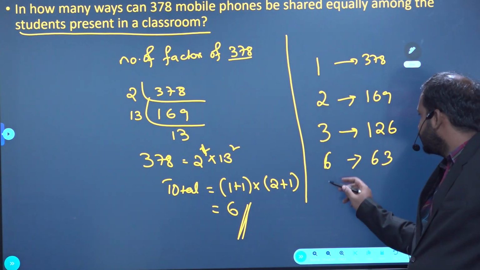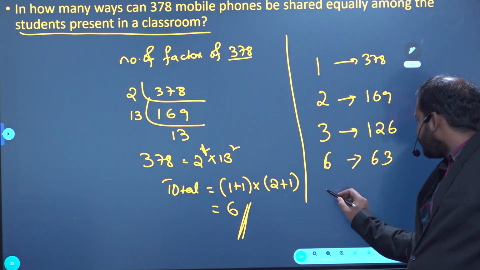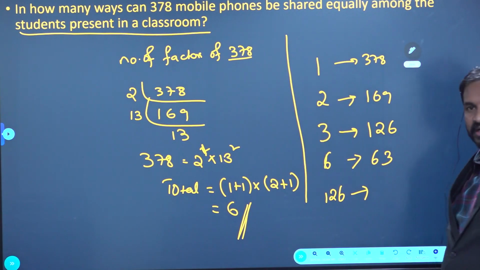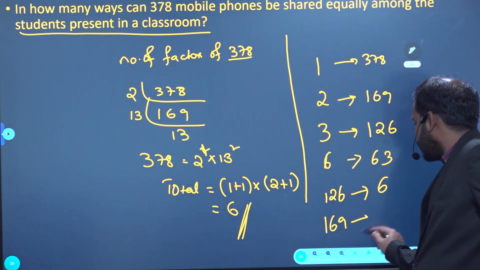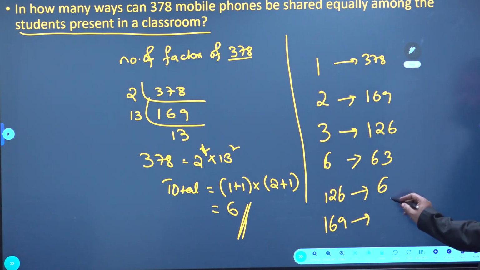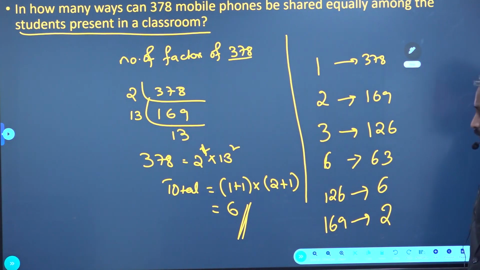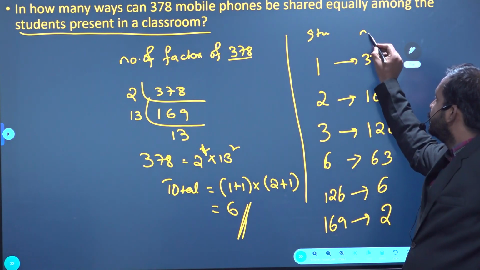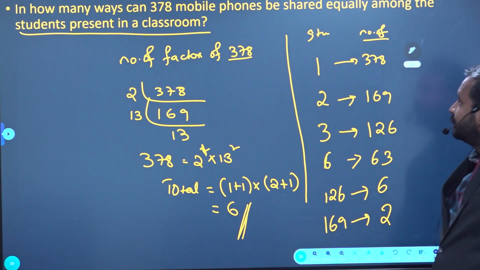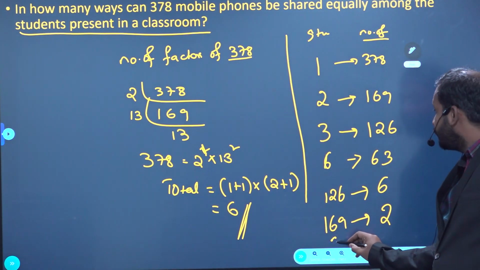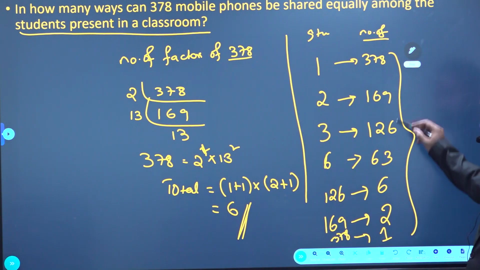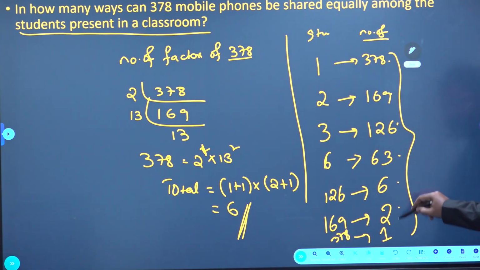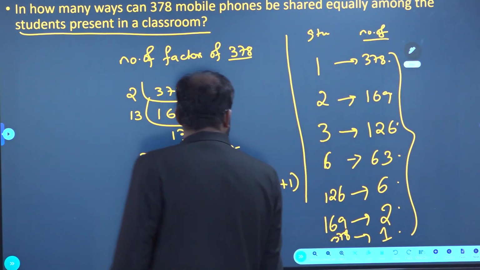Next, see here, if there are some reverse multiples, 126 students in the class, then I can give 6 to each of them. And similarly, if there are some 169 students in the class, I can give them 2 to each student. If these are students, and these are the number of mobile phones which we can distribute. Next, if there are 378 students, then I can distribute 1 mobile phone to each student. Like this, I can distribute them in how many different ways? 1, 2, 3, 4, 5, 6, 7 different ways. We can divide them in 7 different ways.